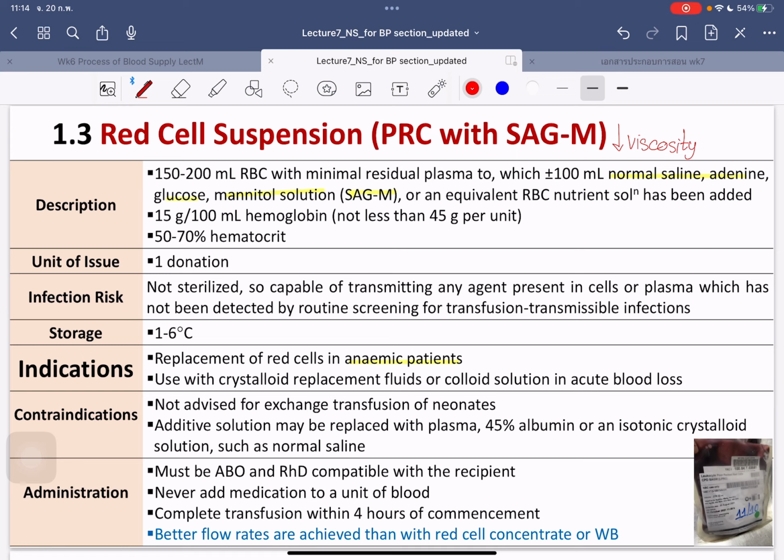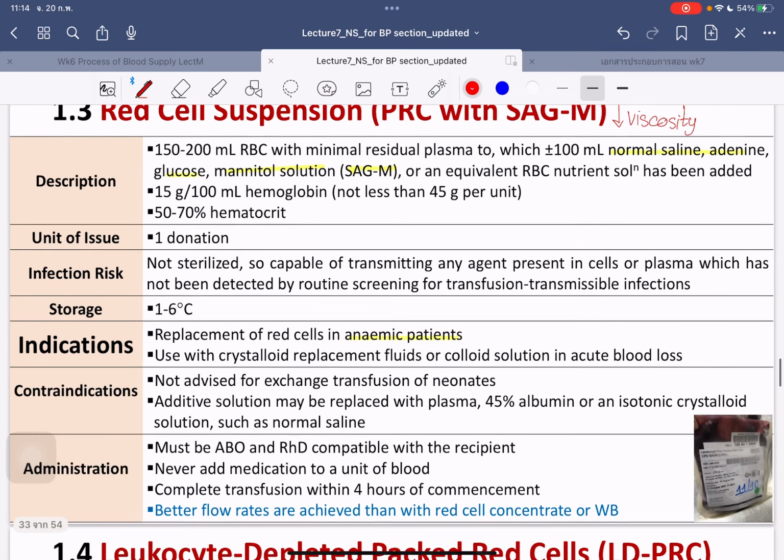The one thing you have to remember is that this blood component should not be transfused into neonates. Because if you can see here, it has glucose. If the neonate receives too much glucose, what is going to happen?